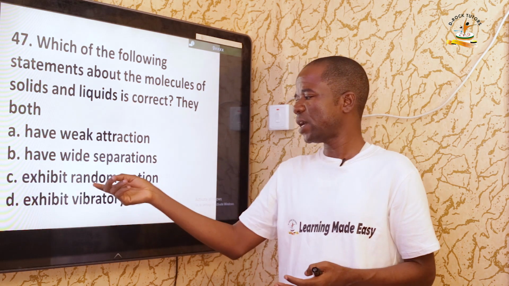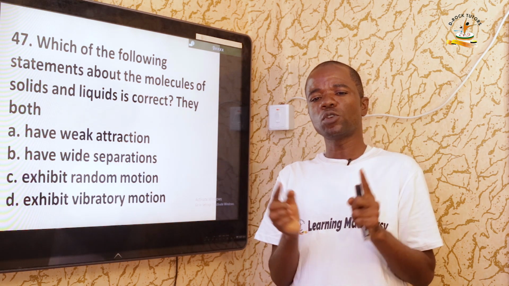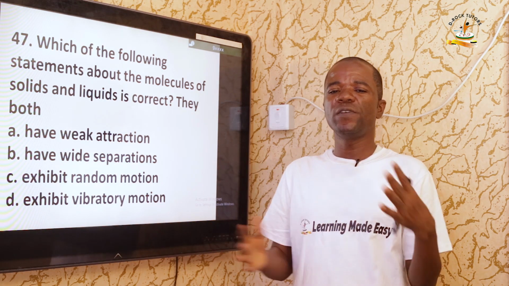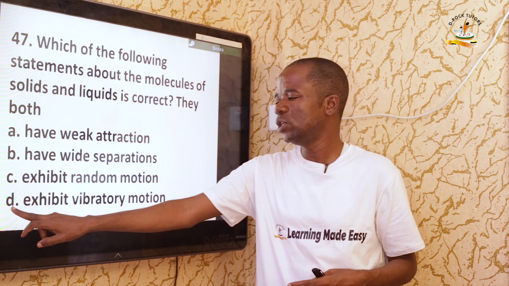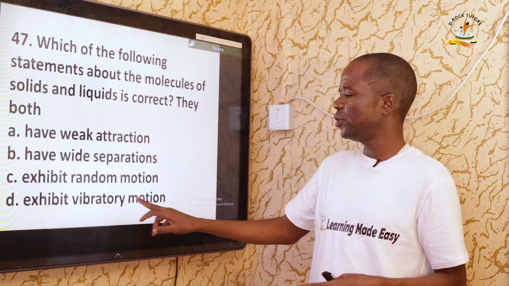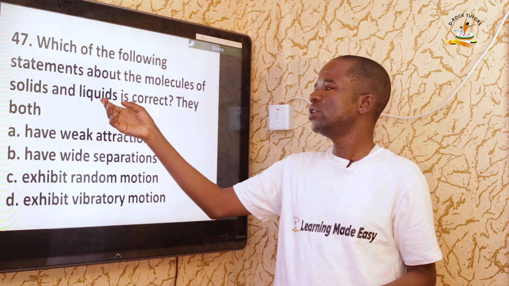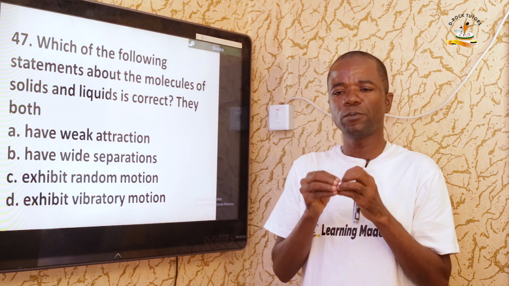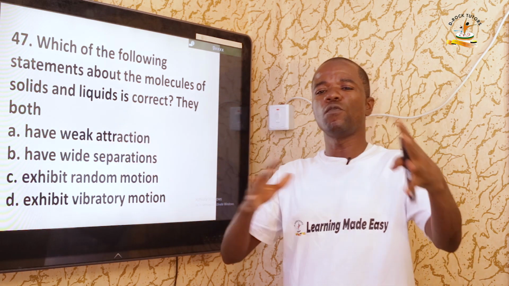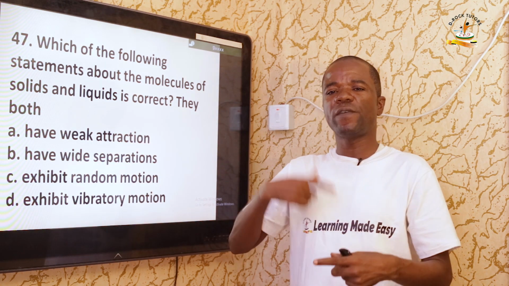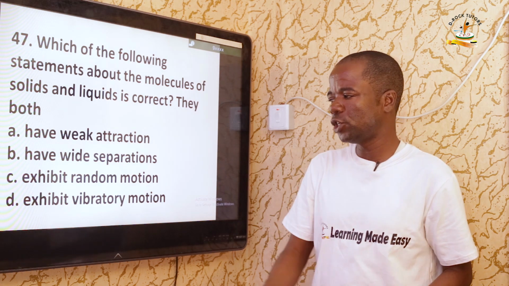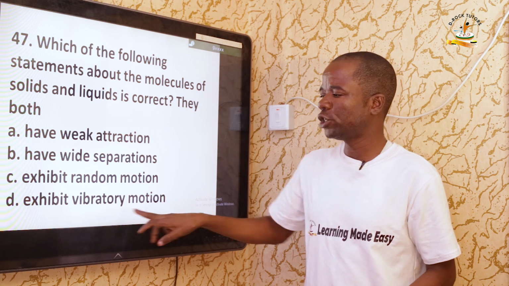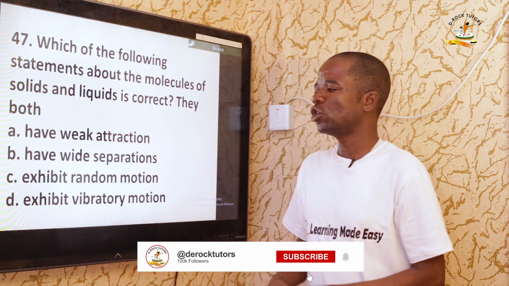Option C, exhibit random motion? No, it is the molecules of gases that are moving at high speed and moving randomly. So the correct answer is D, exhibit vibratory motion. Because the molecules of most liquids and solids are very close together, and because of the bond holding them together, they are unable to move from one place to the other. They only vibrate about their main position. So that is the meaning of exhibit vibratory motion. The correct answer for number 47 is option D.